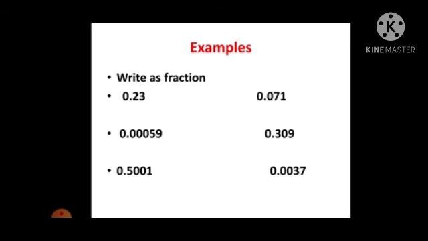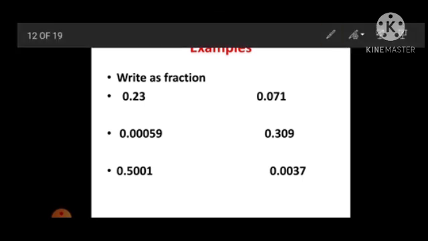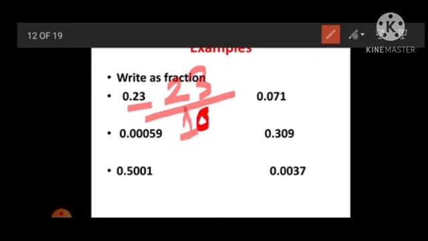So 0.23. After the decimal point, how many digits? 2 digits. In the numerator write the 2 digits, 23, and in the denominator, 2 digits means we put 1 and two 0s, 10th, 100, so 23 by 100. Okay.